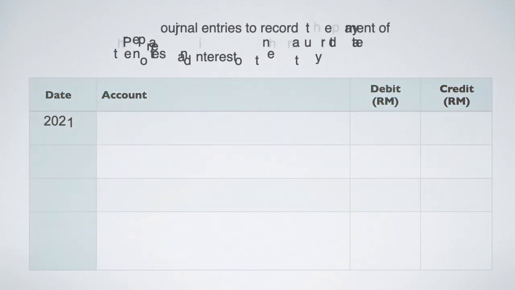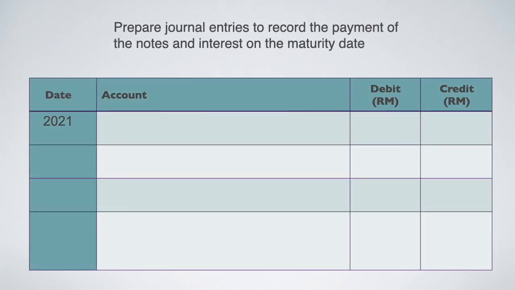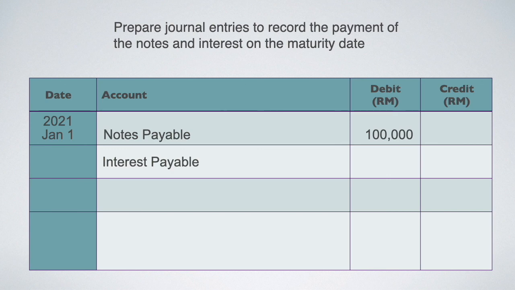Okay, we move to the next question. The question asks you to record the payment of the notes and interest on the maturity date. The maturity date is stated in the question as 1st January 2021. How do we record this? First, we record notes payable, which is the whole debt. We pay all of it on that date, so debit it, because notes payable decreases with a debit. And remember the interest payable we just recorded during the adjustment entry. This is the time that you have to pay.